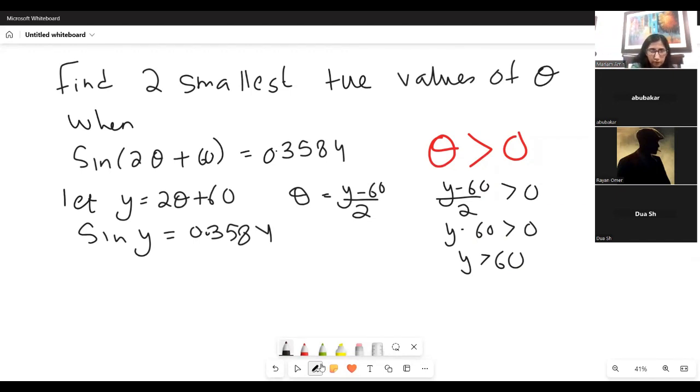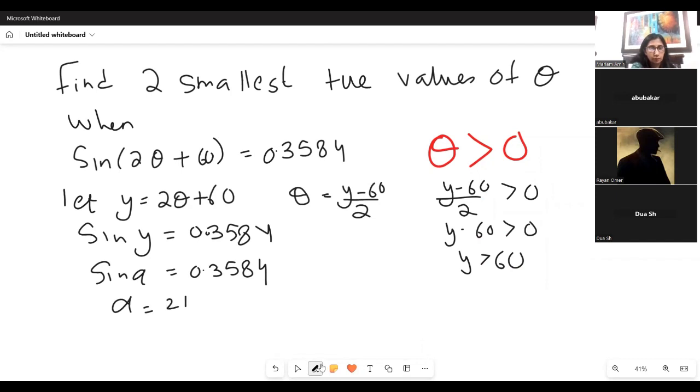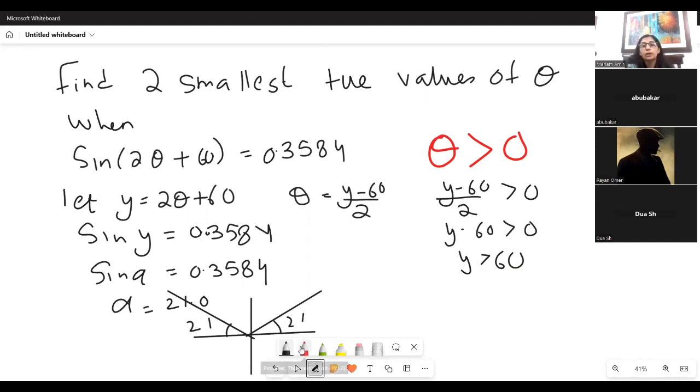So let's find alpha here. Sine alpha equals 0.3584. Sine inverse answer is 21.00196. It's fine to leave it at one decimal place at this spot, so it's going to be 21.0. Sketch it. In the first quadrant, all students take calculus, or add sugar to coffee. So you have 21 here and 21 here. So I'm getting two values of y here. One of them is 21 and the other one is 180 minus 21, which is 159.